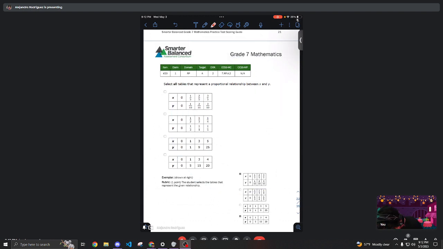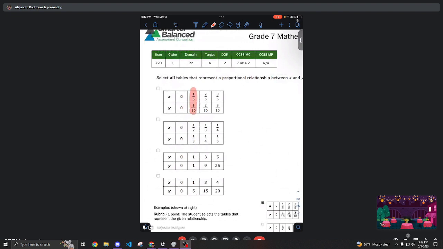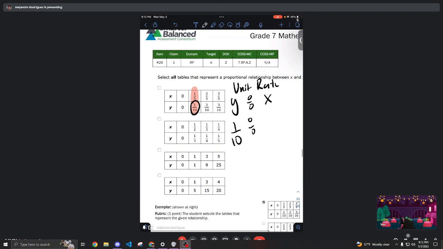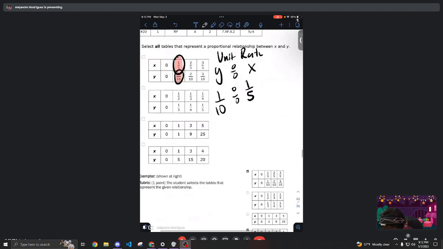We've got some values here, and we're going to start off by finding the unit rate for the first value. The unit rate is y divided by x. My y value here is 1 over 10. My x value is 1 over 5. Now I'm going to divide this: 1 over 10 divided by 1 over 5. I've got a fraction divided by a fraction, so I'm going to do KFC. Keep, flip, change. And I'm going to get 5 over 10, which is equal to 1 over 2.